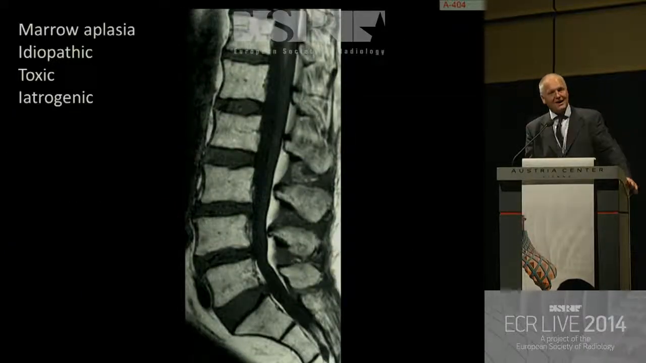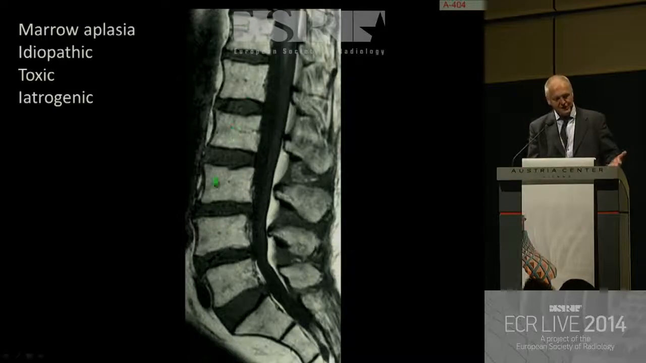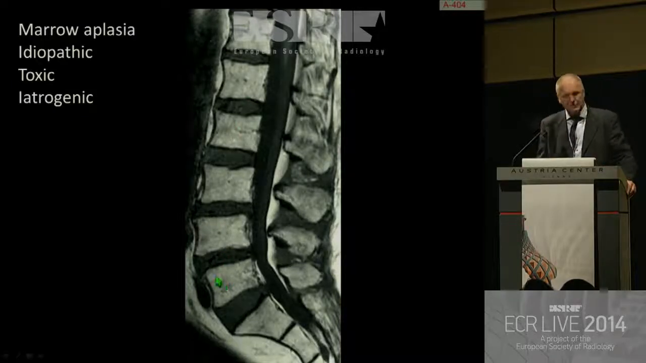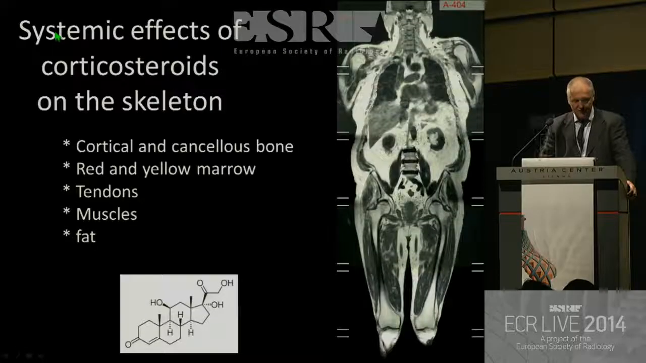Marrow hypoplasia is the reverse situation in which the signal intensity is too high for the age of the patient. If this patient is 85, it might be normal, but it was not the case. It was around the 30s. So this is marrow hypoplasia, which can be of various origin.